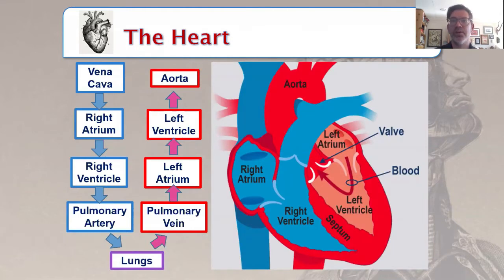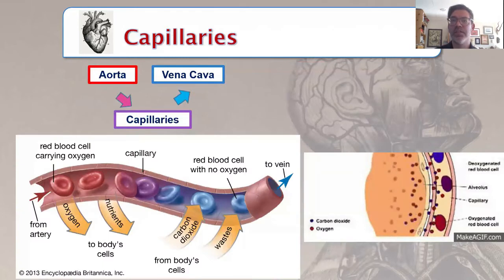Blood comes into our heart through the right atrium from a large vein called the vena cava. It goes down and out the pulmonary artery to the lungs to pick up oxygen. It then re-enters the heart through the left atrium and is pumped out the left ventricle through the aorta. We often feel the heart beating on the left side of our body simply because the left ventricle pumps the largest volume of blood. The oxygenated blood eventually reaches tiny capillaries.